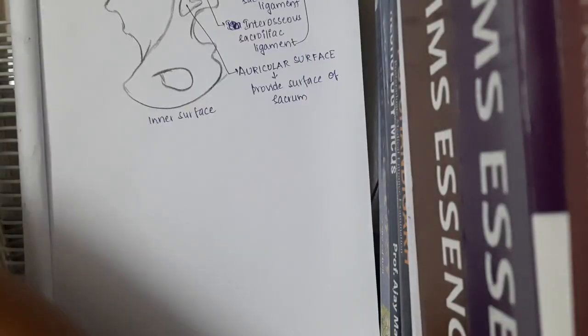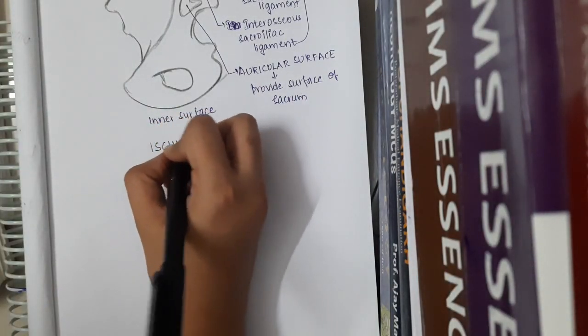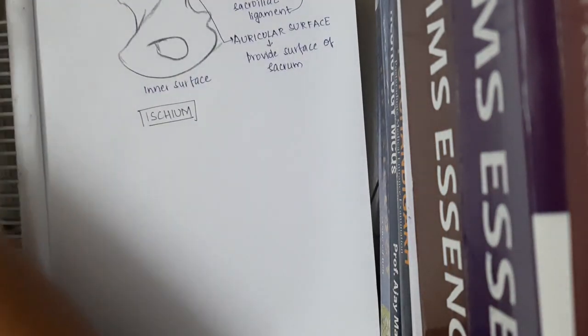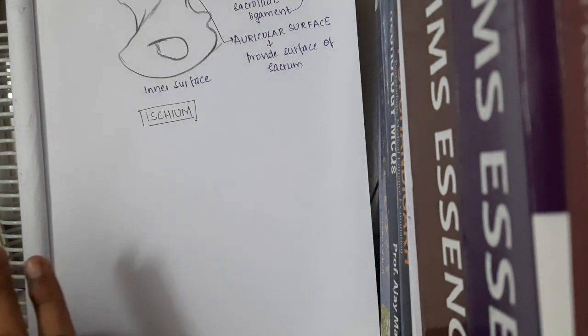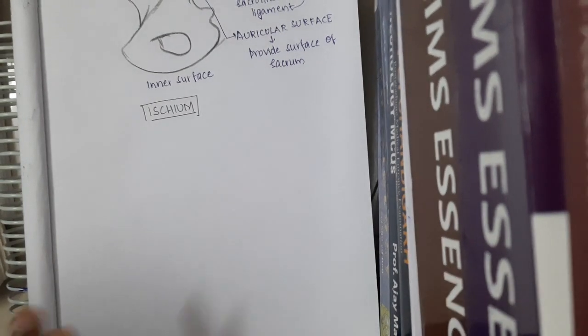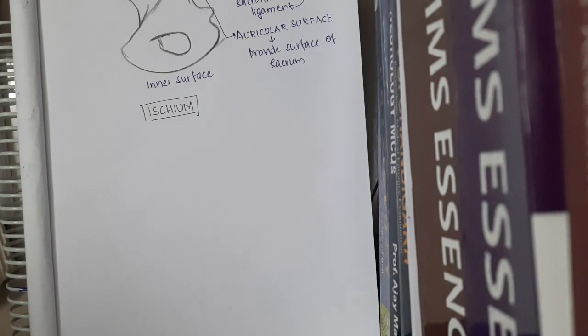Now about the ischium, everything which we can learn about the ischium and its attachments. Ischium has two things: it has a body, and it has a ramus. As I have already said, ischium has a body and a ramus. So let me draw one surface, and then we will see what are the important muscles and everything which we can learn.